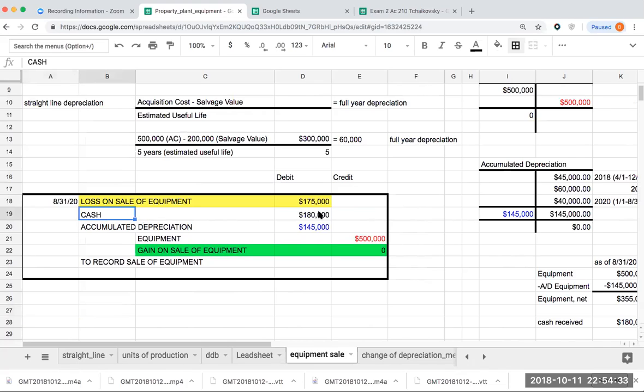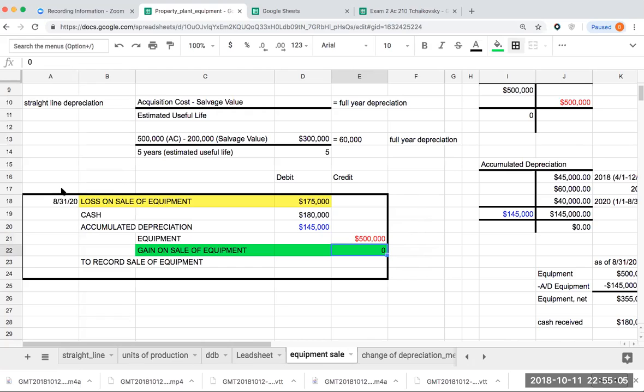I've got to get cash here. I'm debiting cash, showing that as an increase. I'm getting that equipment off my books with a credit. I'm debiting accumulated depreciation. And so whatever I need here to balance my journal entry, notice I'm not saying plug, but whatever I need to balance my journal entry, if I need a debit, it's going to be a loss. And if I have a credit situation, it's going to be a gain.